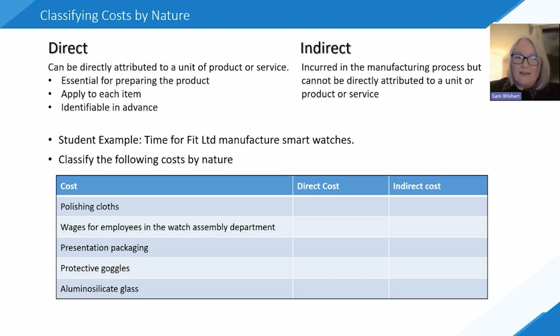So I want you to classify the following costs by nature. We have a number of different costs there. The first one is polishing cloths. I'm guessing when they're making these smartwatches, they might need to polish some of them. They might get finger marks on them or grease or oil, so they might need to polish the materials. So do we think that's a direct or an indirect cost?